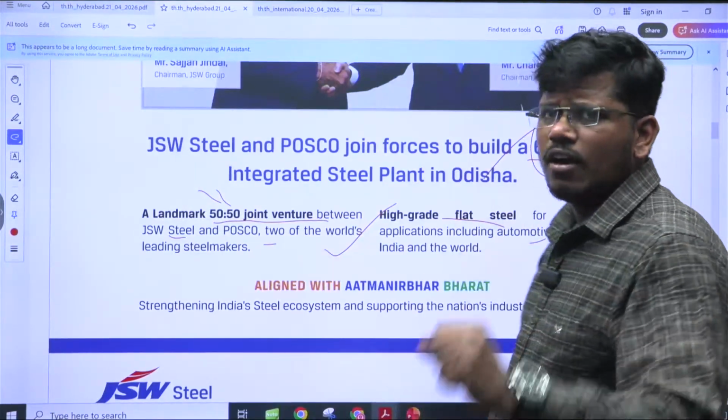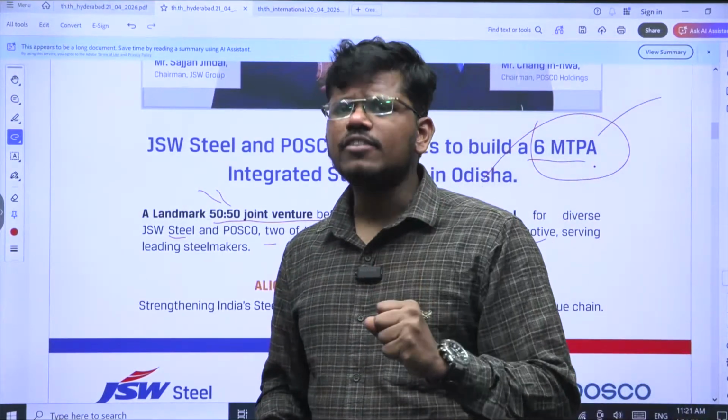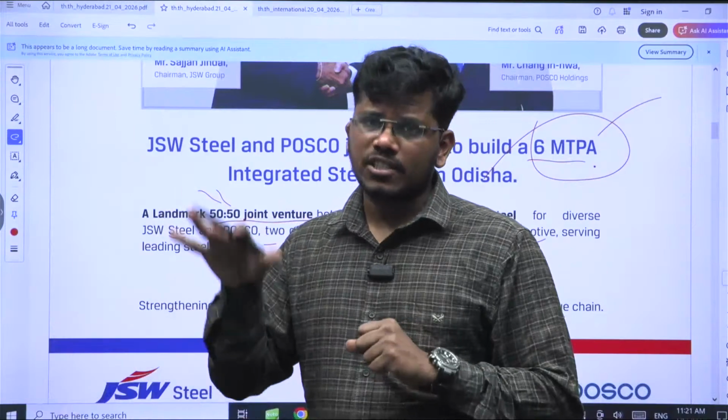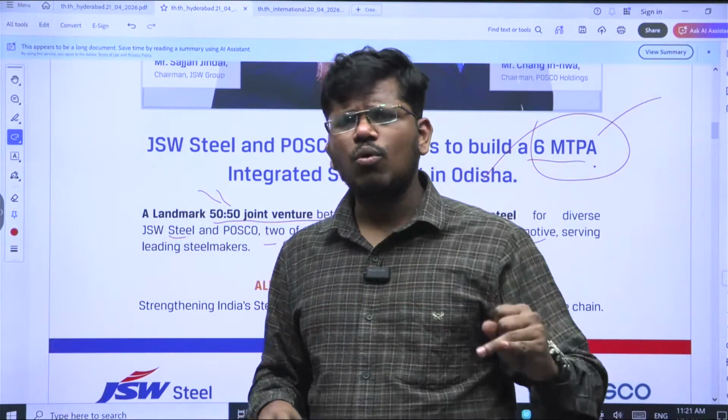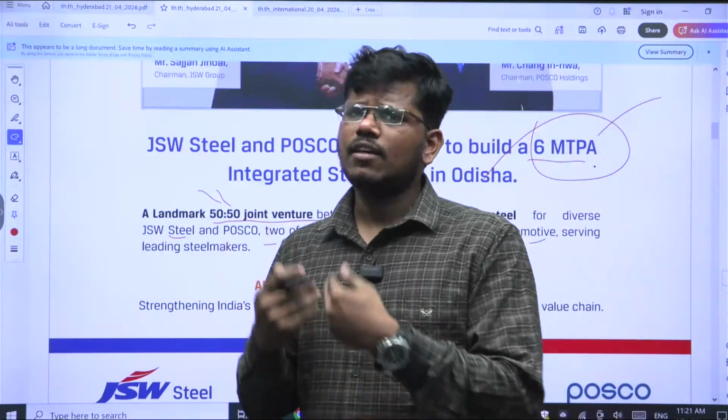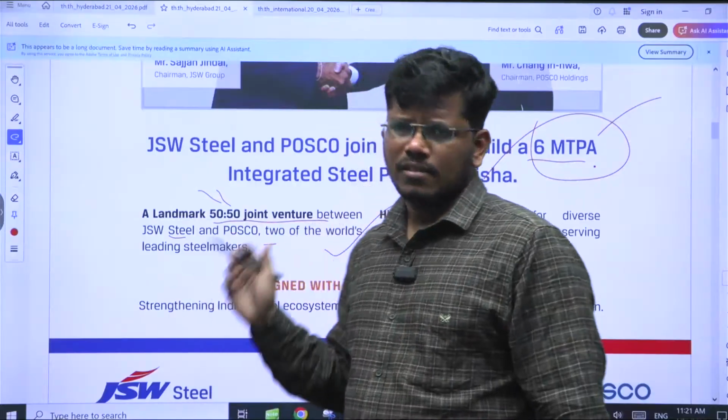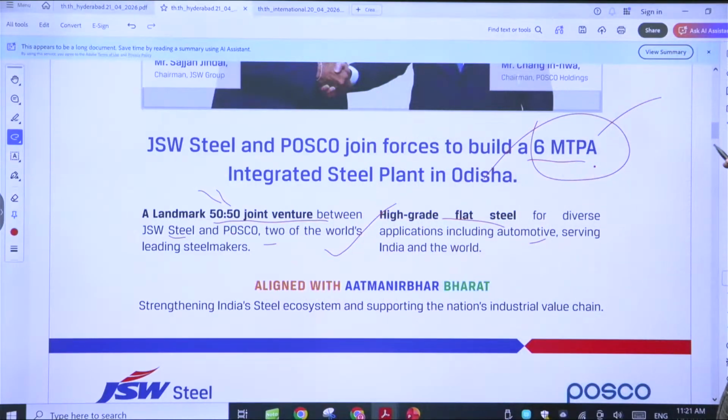Very, very important. To make India Viksit Bharat, you need a lot of steel for the construction. So bridges, roads, everything, even our houses. Without steel, we can't do anything. So these are very important.